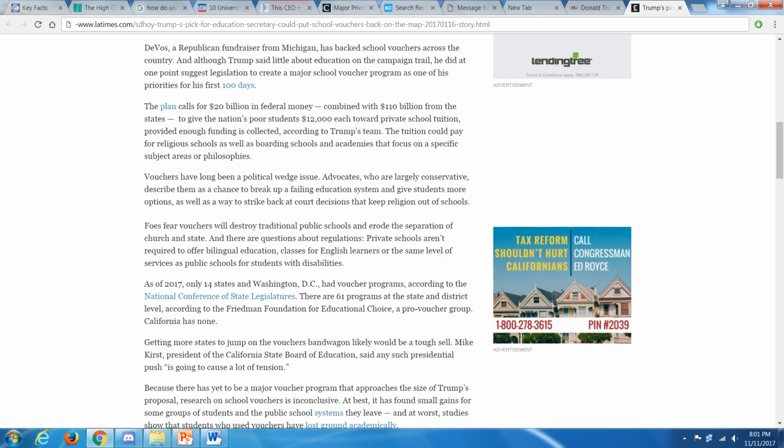Obviously, teachers unions are strongly against the voucher system, because they think the bright kids will end up leaving public schools, and public schools will be burdened with kids with disabilities or who are not hardworking, and who do not want to push themselves academically.